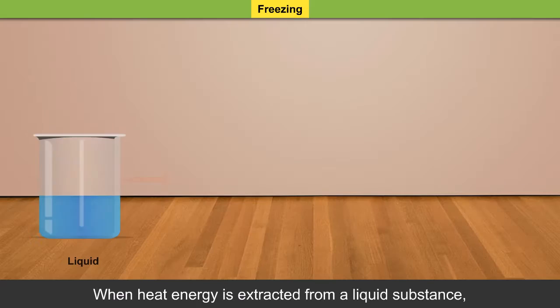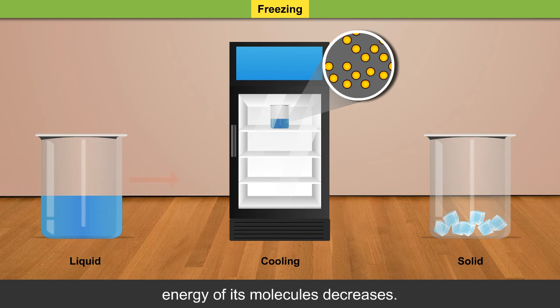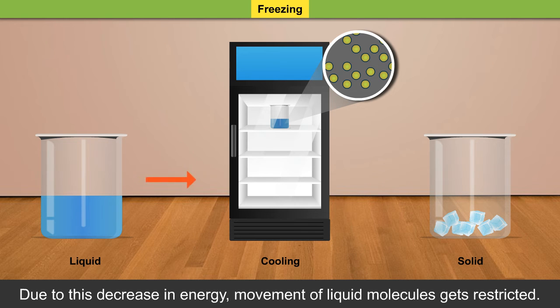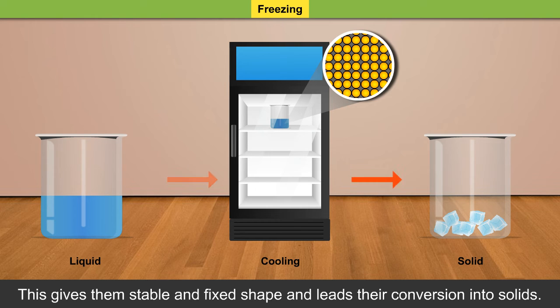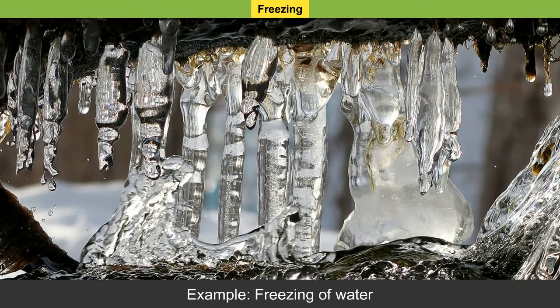Freezing. When heat energy is extracted from a liquid substance, energy of its molecules decreases. Due to this decrease in energy, movement of liquid molecules gets restricted. This gives them stable and fixed shape and leads to their conversion into solids. This process of conversion of liquid into solid is known as freezing. Example: freezing of water.